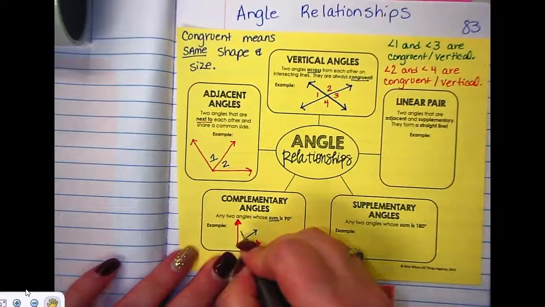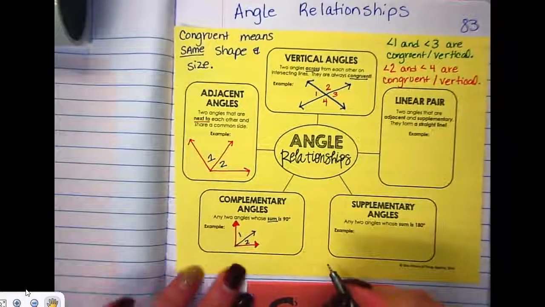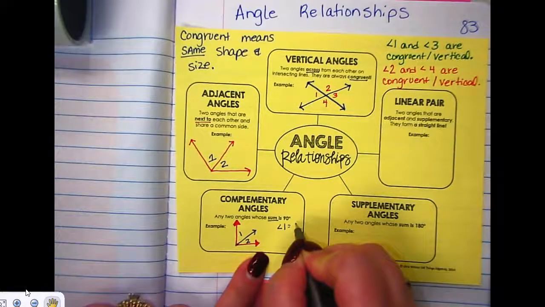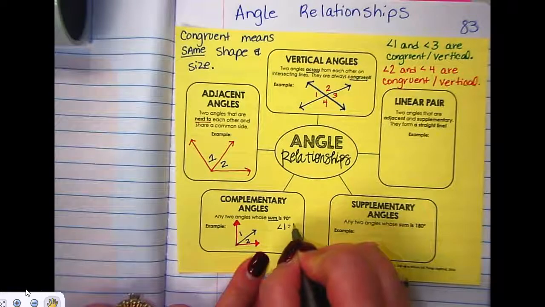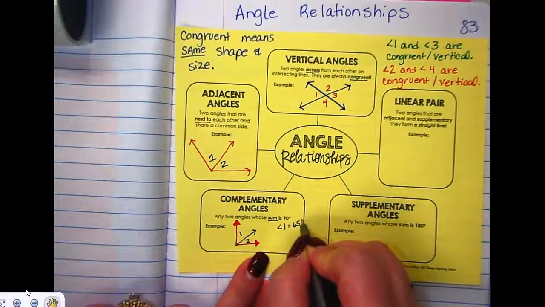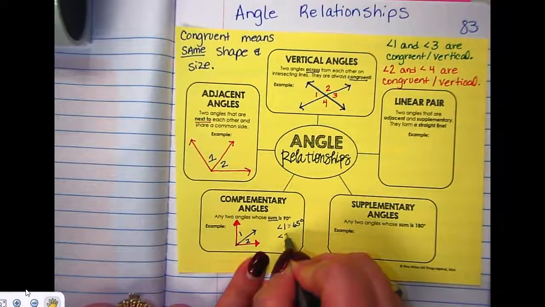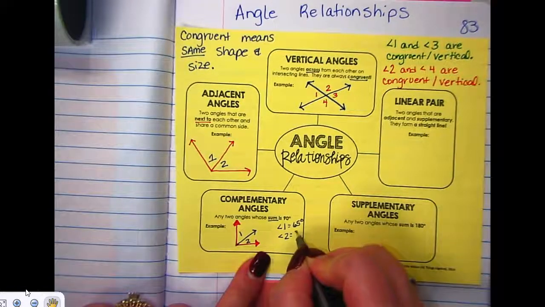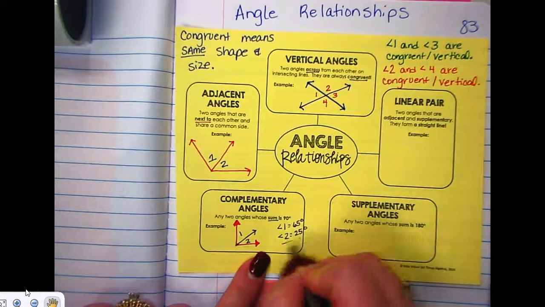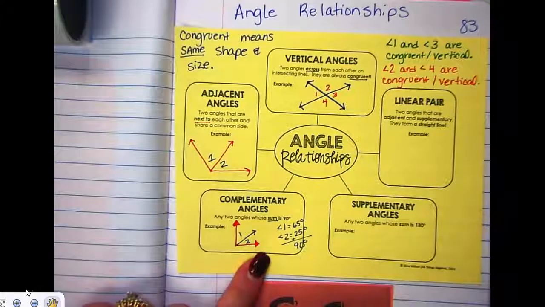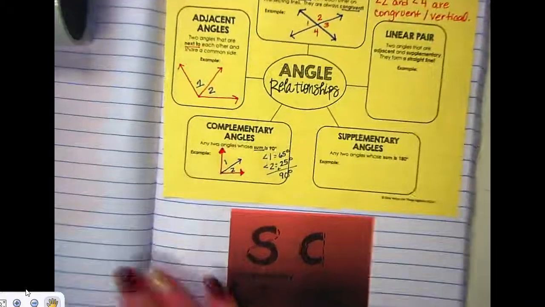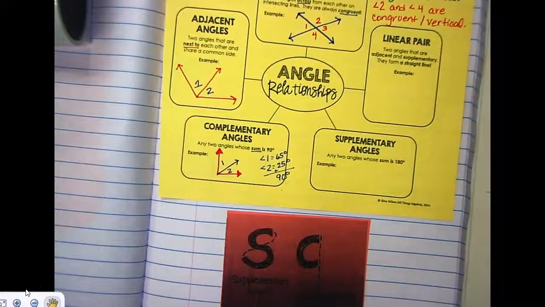So if this was angle 1 and this was angle 2, and if I said that angle 1 equals, let's call it 65 degrees, and angle 2 is, let's call it, 25 degrees, when I add those up, what would they equal? 90 degrees. Those are complementary angles. Together they look like a right angle.